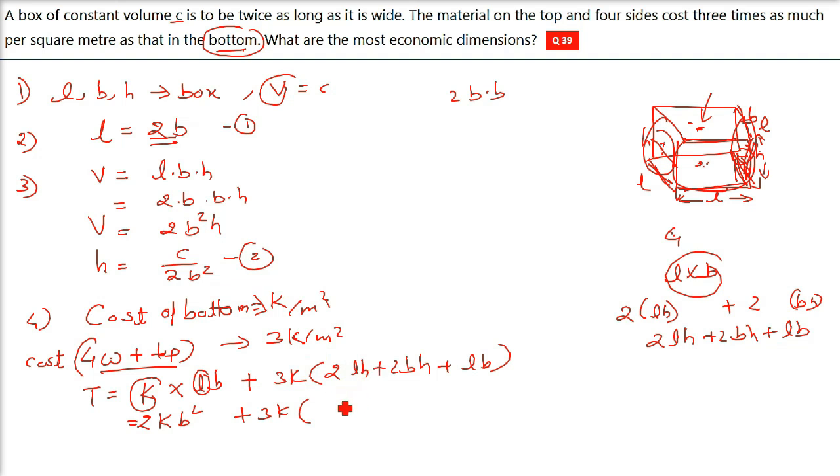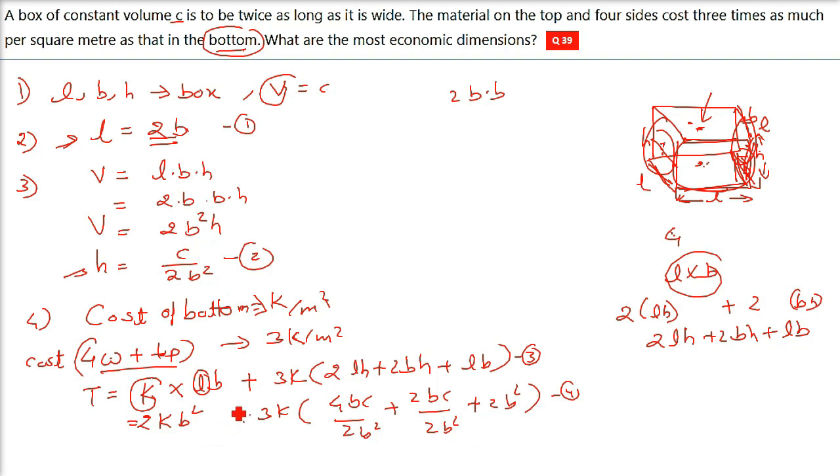As I just suggested, L has to be replaced by 2B and H has to be replaced by C by 2B square. So this is your final relationship, or you can say final equation. We still have this B. C is already given in the question, so we don't have to worry about that. It is a constant. B is what we have assumed. K is what we assumed, and 3K is the relationship we have made.